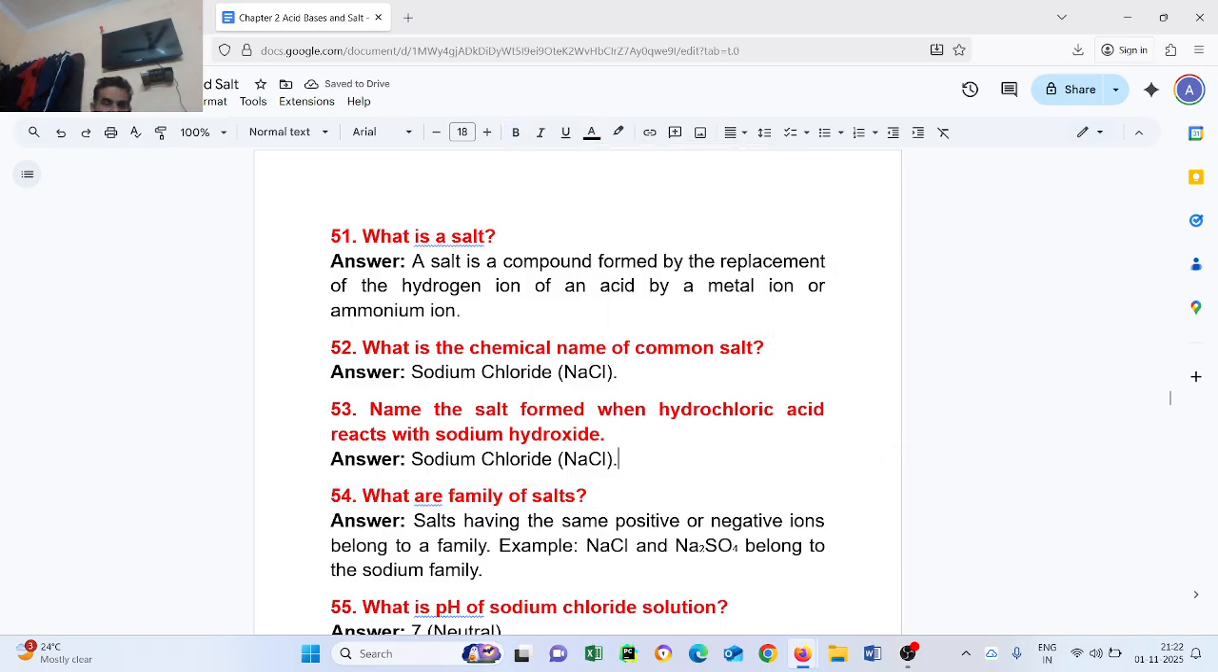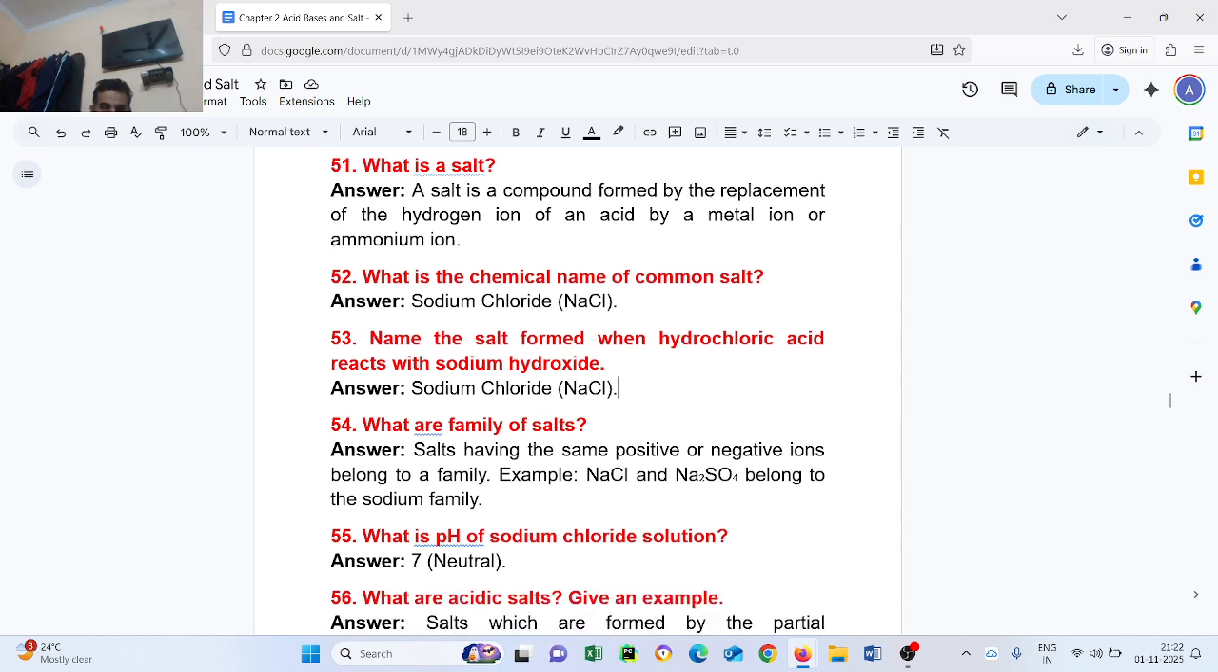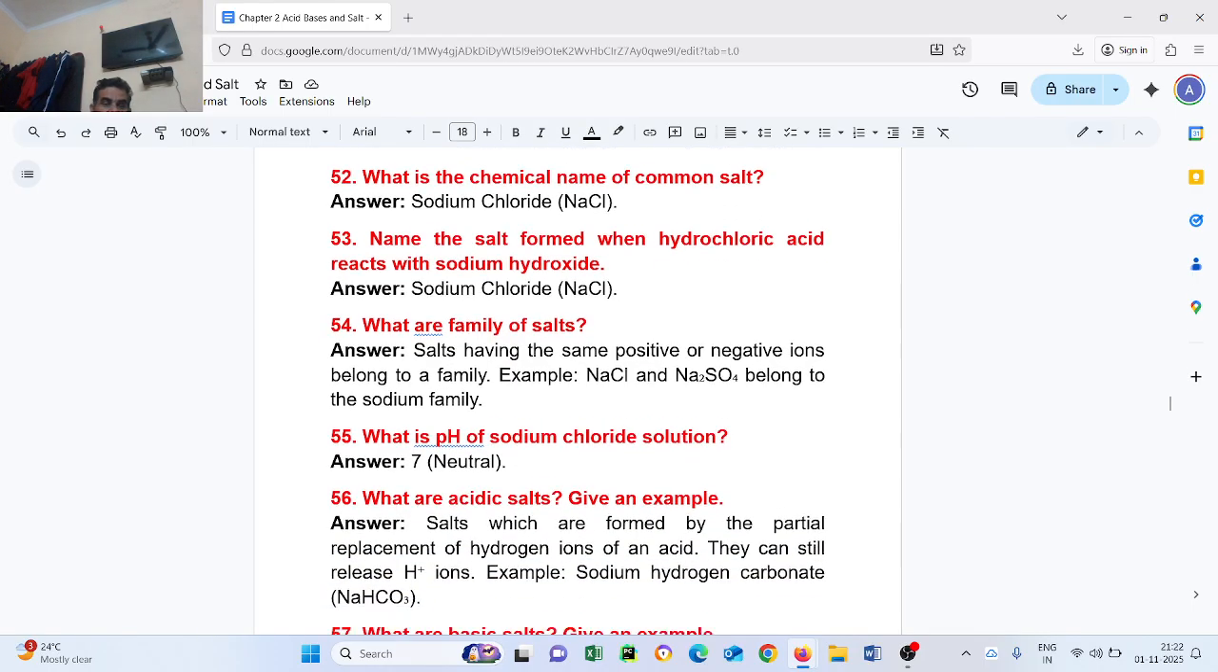Question number 54. What are family of salt? Salts having the same positive or negative ion belong to a family. Example: sodium chloride and sodium sulfate belong to the sodium family. Question number 55. What is the pH of sodium chloride solution? Answer is neutral.